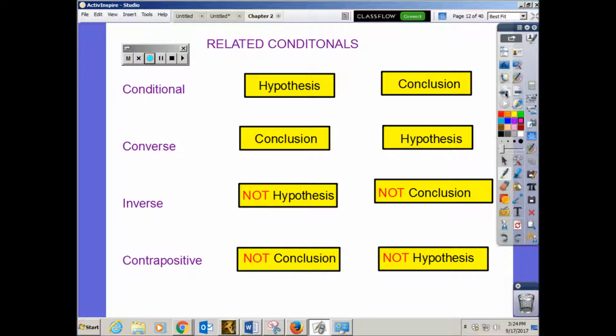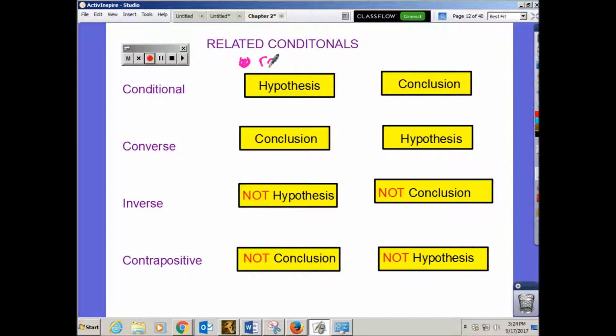I'm going to go back to what we talked about in class, the original conditional statement. If it's going to rain, then I'm going to bring an umbrella. The converse of that was: if I bring an umbrella, that's because it's going to rain. And this one isn't always true. There might be times that I bring an umbrella and it's not going to rain, like maybe it's really hot outside and I want some shade.